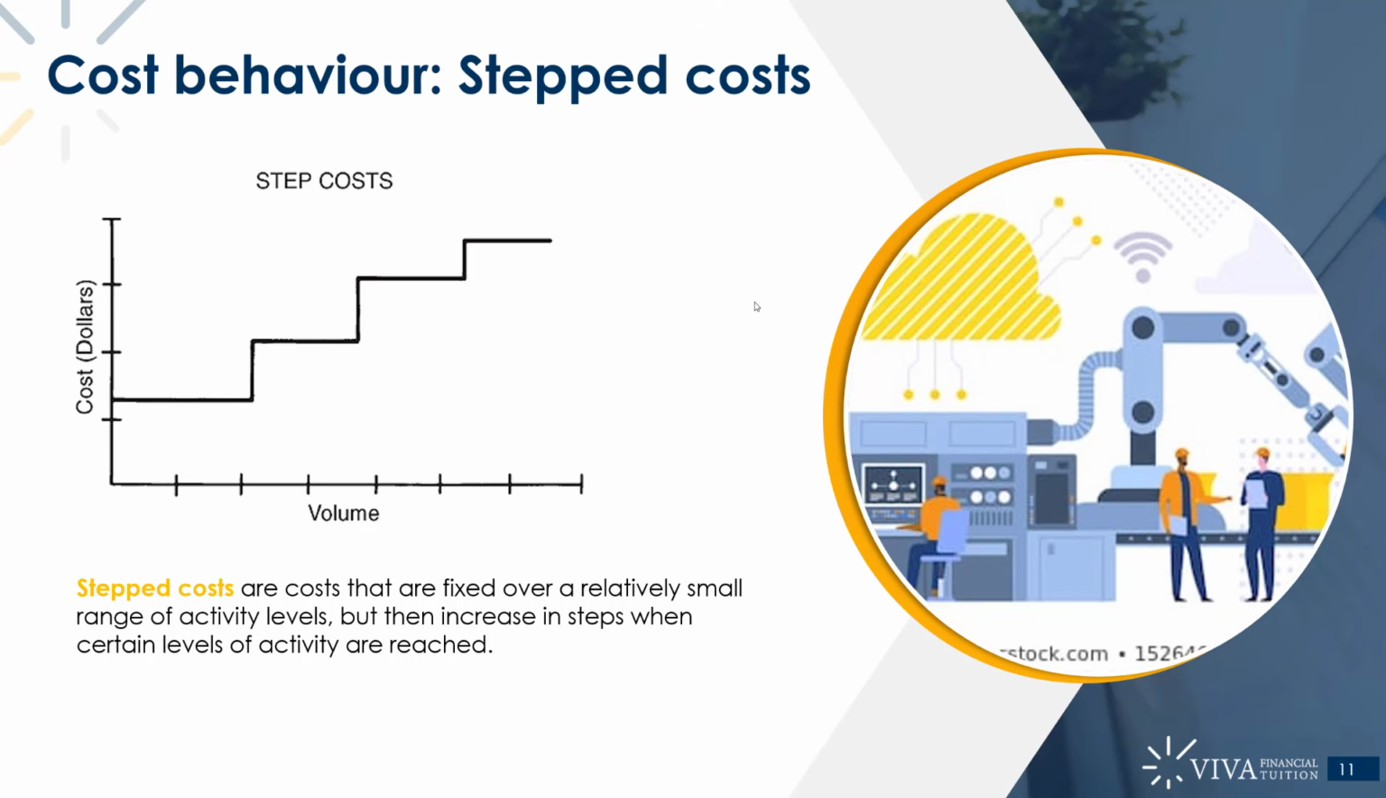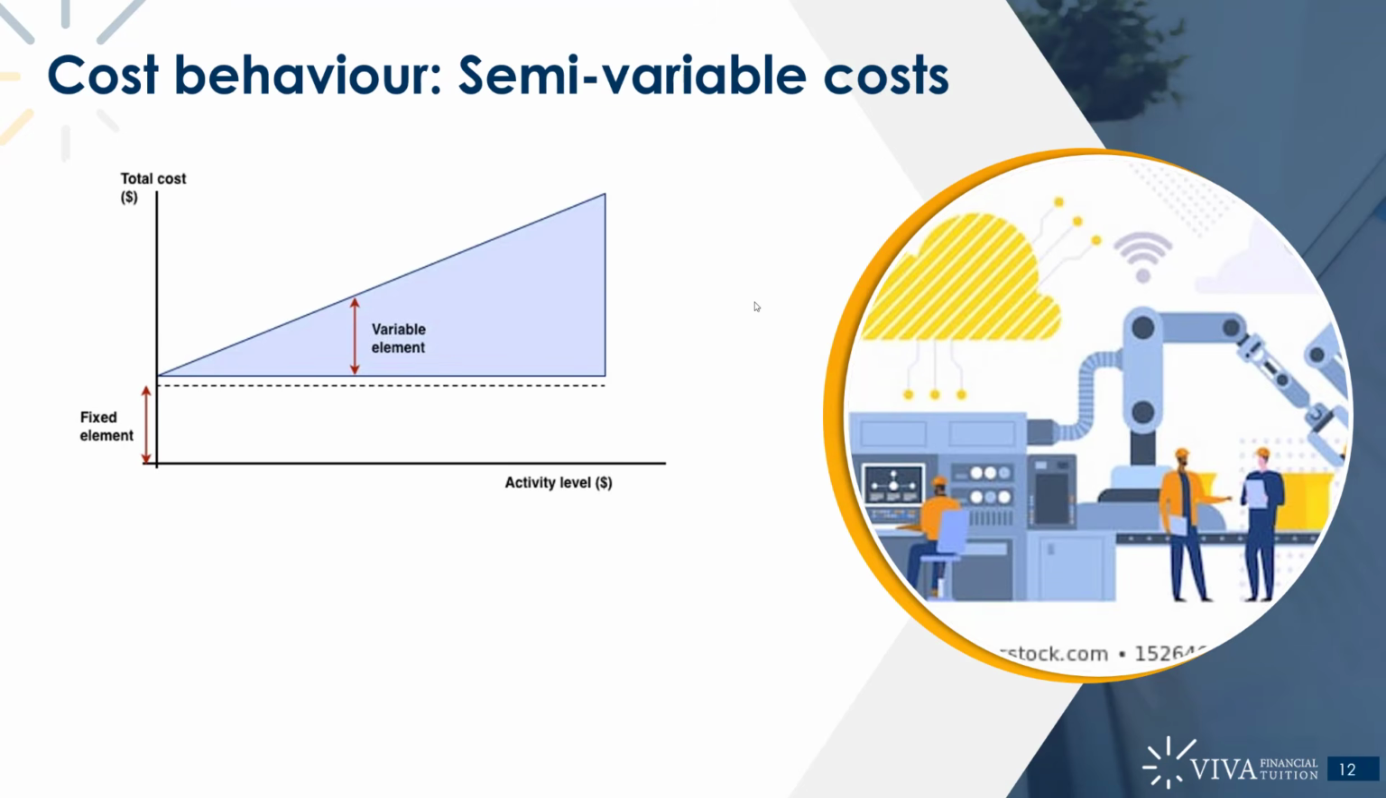That's what the graph looks like. Then the other cost behavior that we're going to look at are semi-variable costs. So these very simply are a cost that has a fixed and a variable element. So it's like putting variable and fixed costs together.